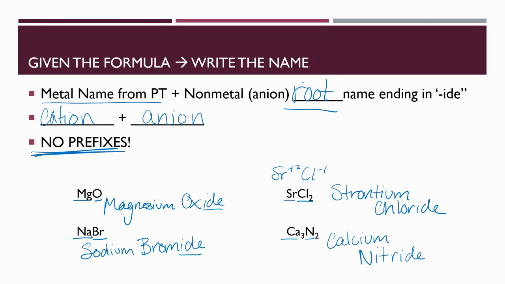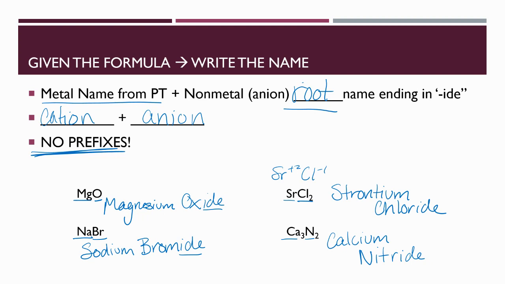So in a sense, it's simpler because you're just naming the pieces. You're ignoring the subscripts for the most part. So just name the metal right off the periodic table, the nonmetal from the periodic table, but change the ending to "ide." Marry them together.